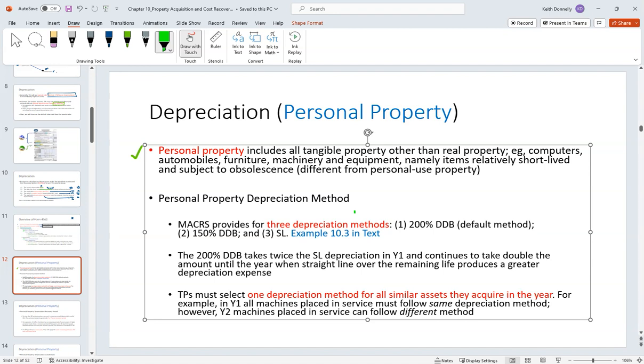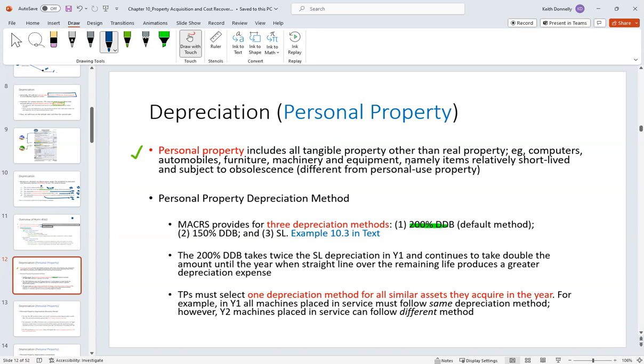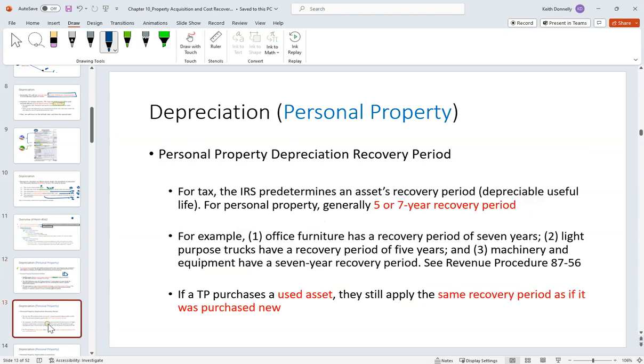Well, we know our initial basis, what we paid for it generally. We know the date we placed it in service. The method is generally going to be 200% declining balance, so like double declining balance. What this means, if you were to graph it, is you get a lot of depreciation in the early years, lesser depreciation in the later years. That's the idea with it. You can read the notes below there.